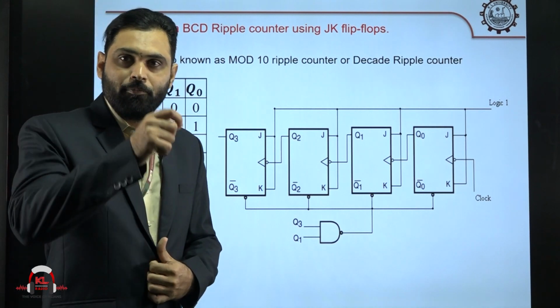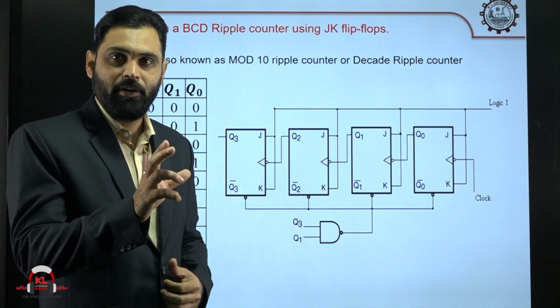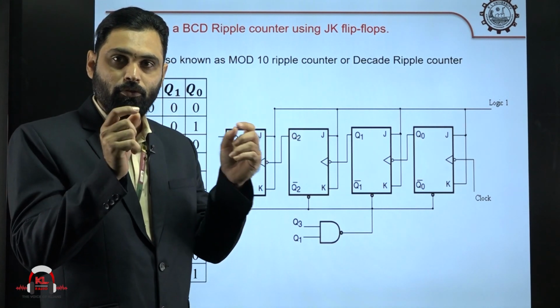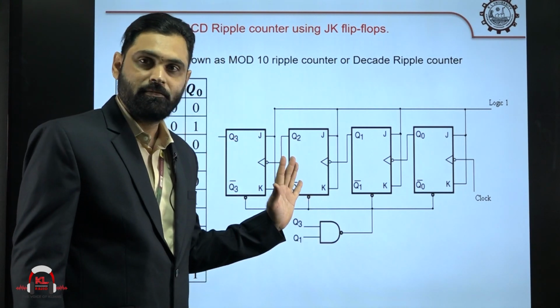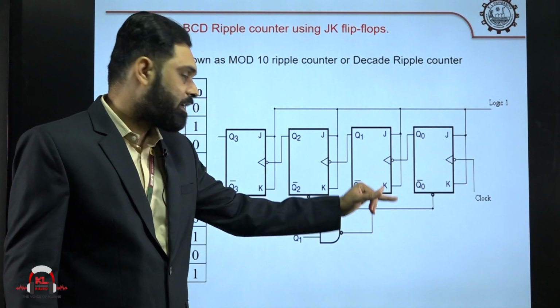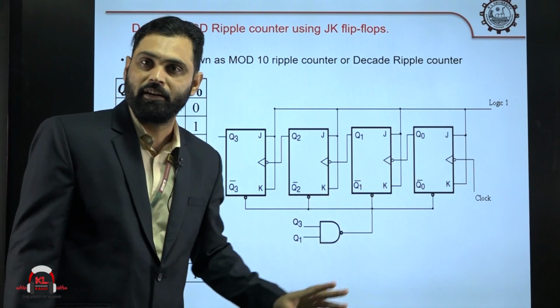So, at what number you want to stop, take that number, wherever ones are there, those ones related outputs you connect to the NAND gate and the output of the NAND gate connect to clear. It is a very simple technique.